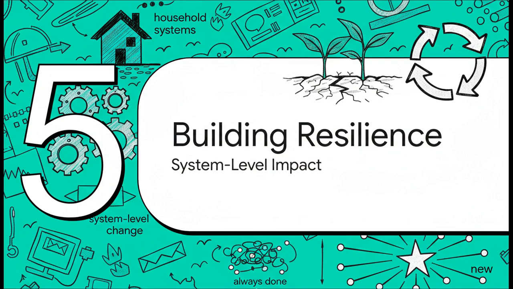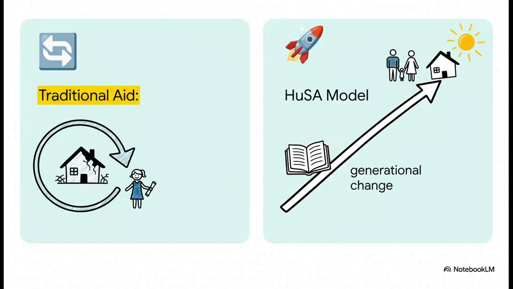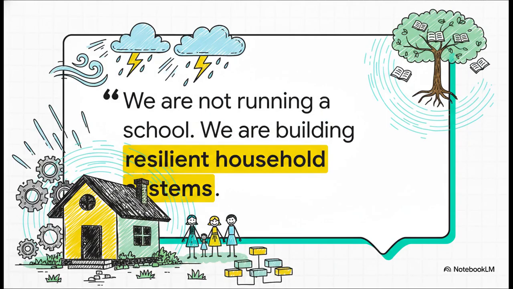So what does this whole system-level change actually look like in practice, especially when you compare it to the way things have usually been done? Well, the difference is stark. It's night and day. The traditional model gives free education, the child graduates, but the household often stays exactly the same, stuck in that same cycle of dependency. The HuSA model, though, uses that child's education as the spark to transform the entire family, creating economic ownership and kickstarting real generational change.